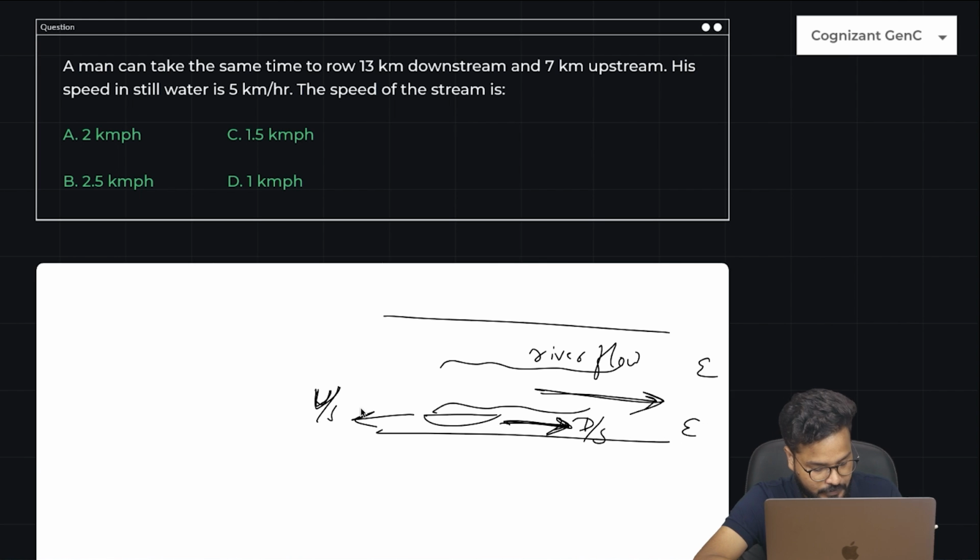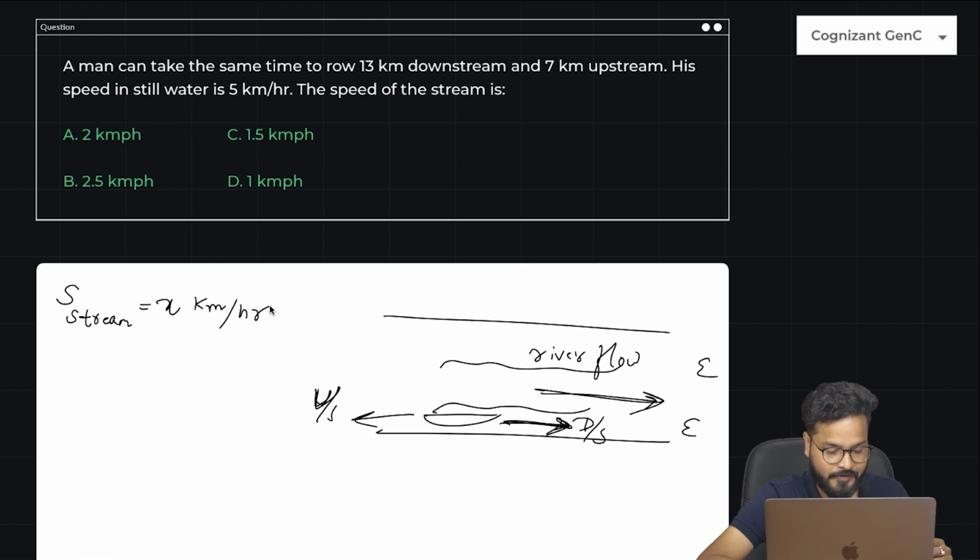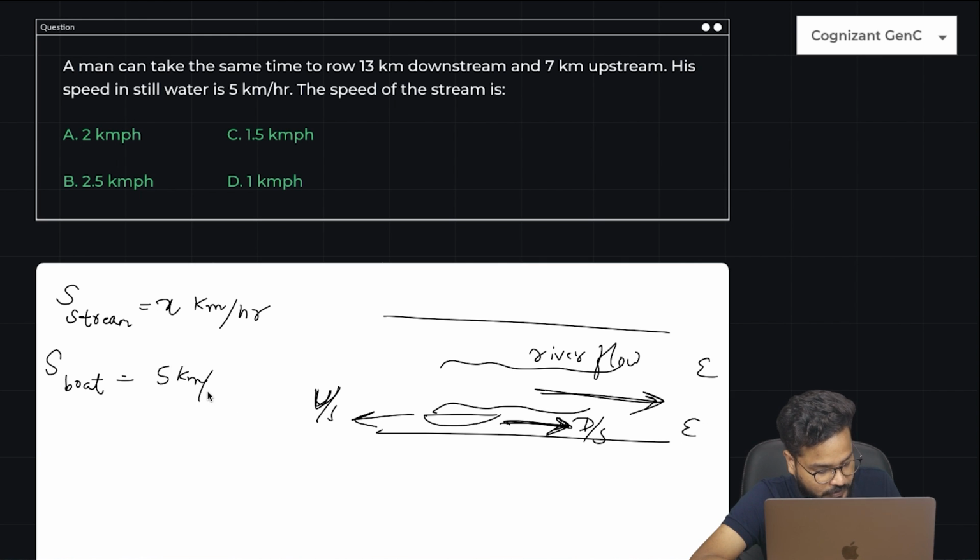So now, I'm just assuming you have a fair enough idea of this already. So let us say that the speed of the stream is x km per hour. First thing is, guys, when you are solving questions from boats and streams or speed, time and distance, always take care of the units. I think the units are sorted here. Speed of the boat in still water, definitely, it's given, right, is 5 km per hour.